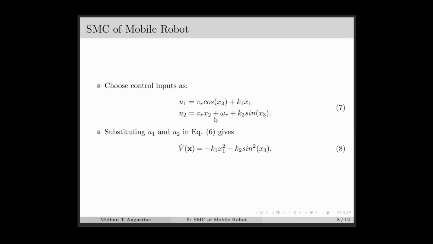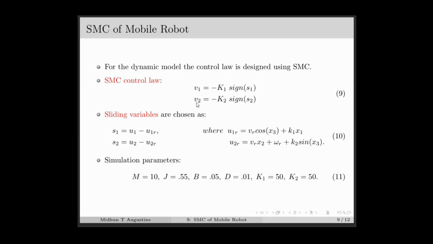Now for the design of the dynamic model, we will be using SMC to control u1 and u2 in such a way that u1 will be following this function and u2 will follow this function. Here we will be using SMC for designing the control law for the dynamic model, and the SMC control law can be defined as in equation number 9, where the control variables v1 and v2 are chosen as minus k1 signum of s1 and minus k2 signum of s2.